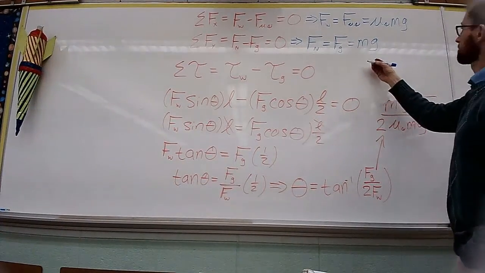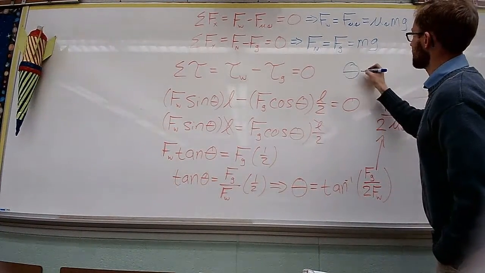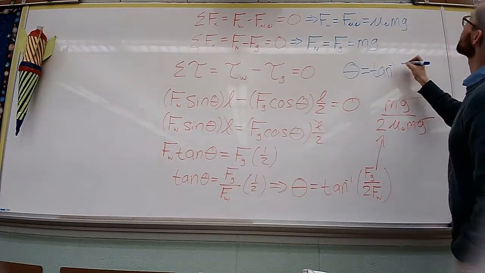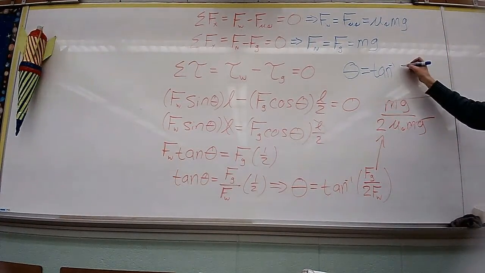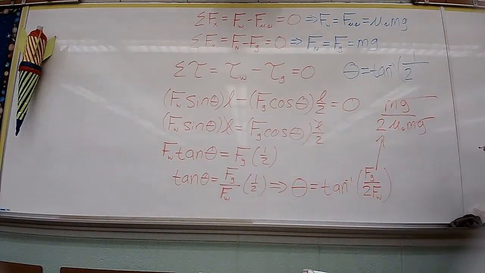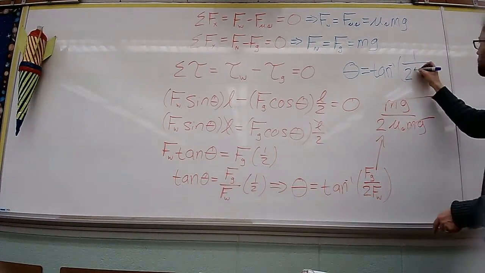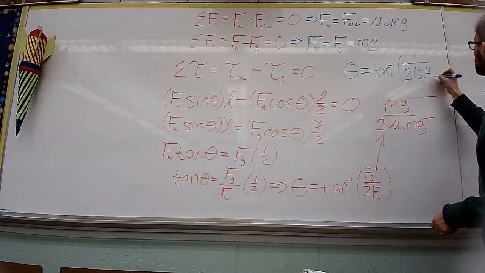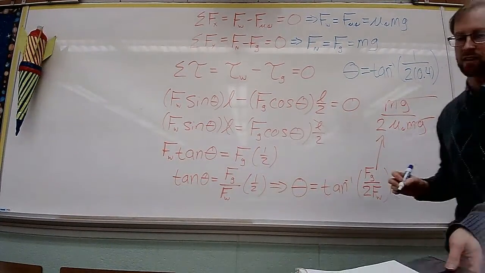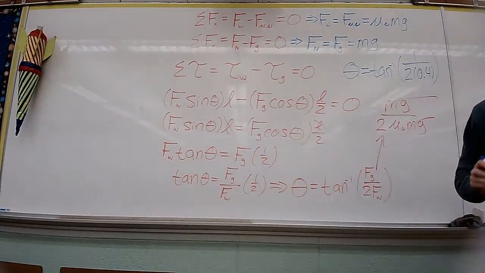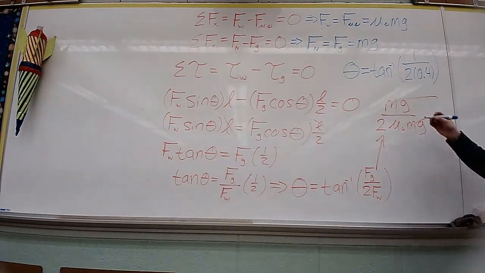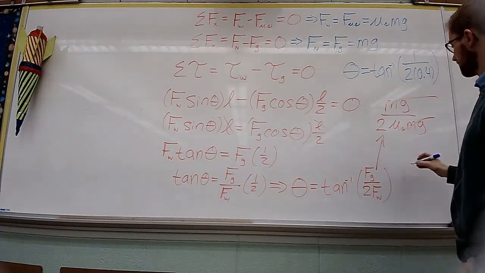All right, so in the end, our angle is equal to the inverse tangent of 1 divided by 2 times our coefficient, which is 0.4, so 0.8. And when you do that on your calculator in degree mode, you're going to get an angle of 51.3 degrees. Problem solved.